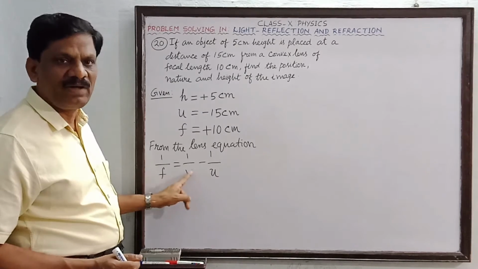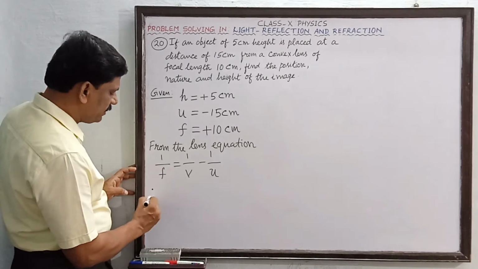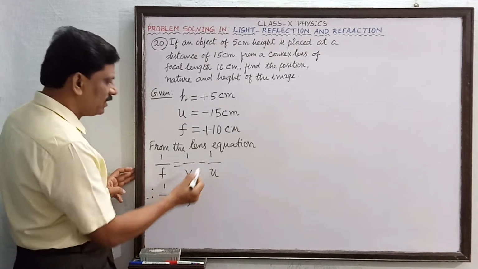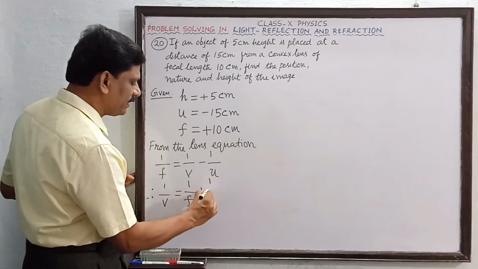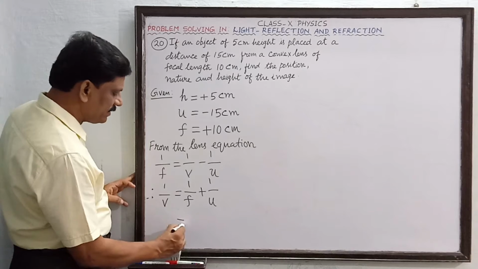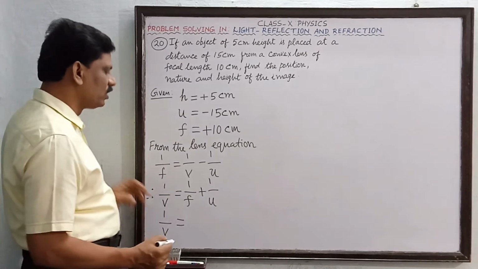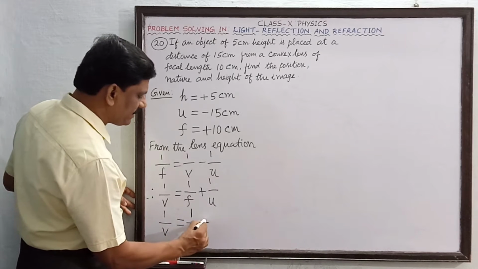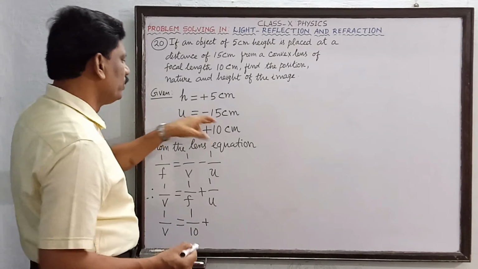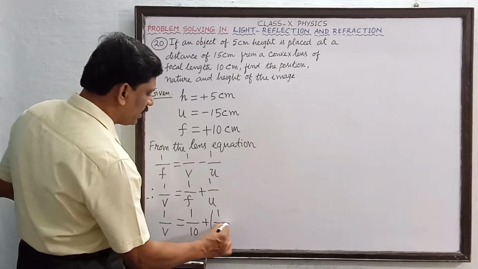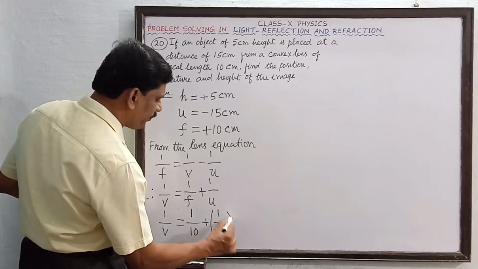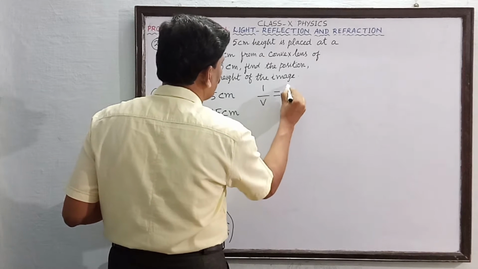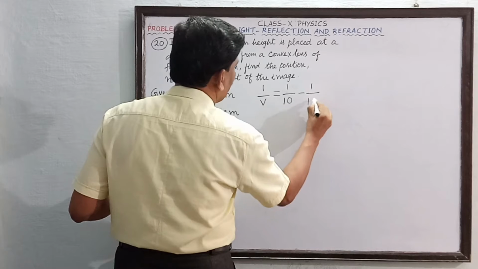I want to get an expression for 1 by v. Okay students, therefore 1 by v is equal to 1 by f, and this minus goes to the left side as plus 1 by u. So 1 by v is equal to 1 by 10, plus, since u is negative, 1 by minus 15. So I will write 1 by v is equal to 1 by 10 minus 1 by 15.